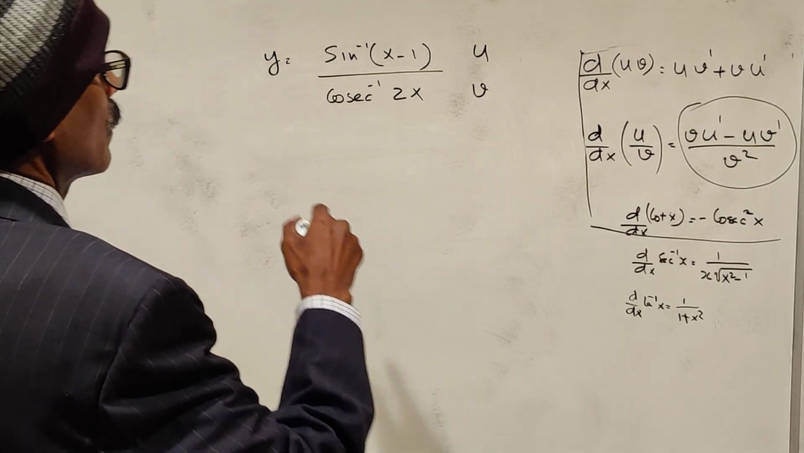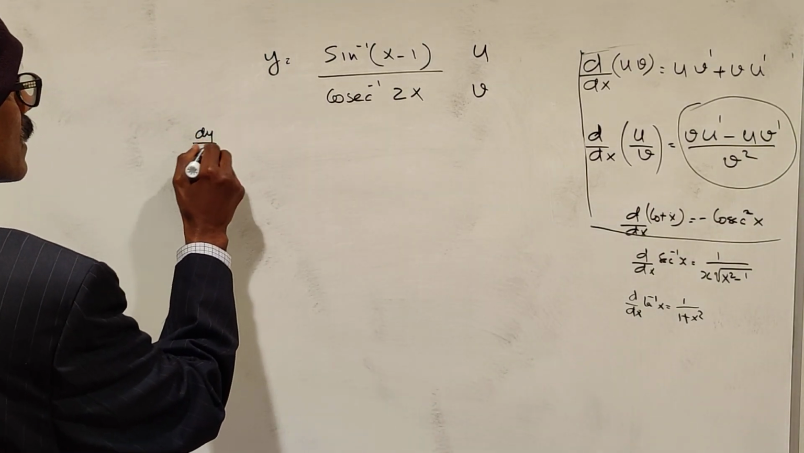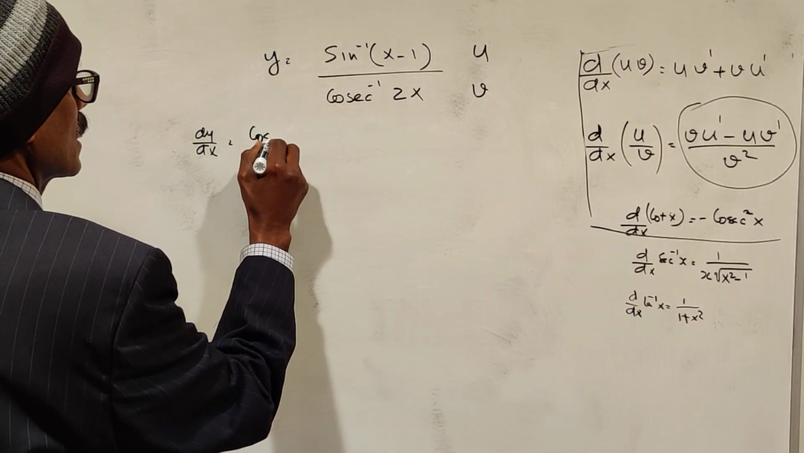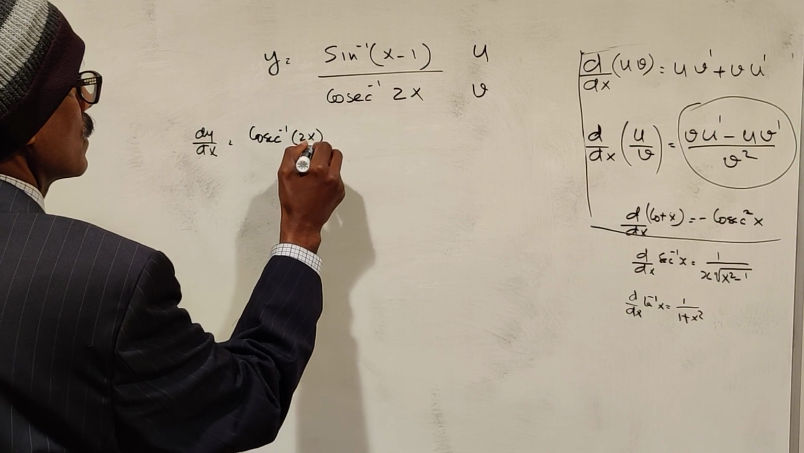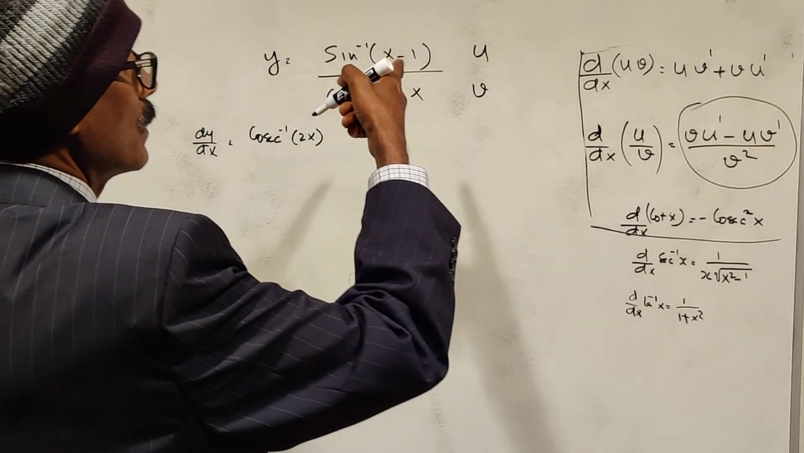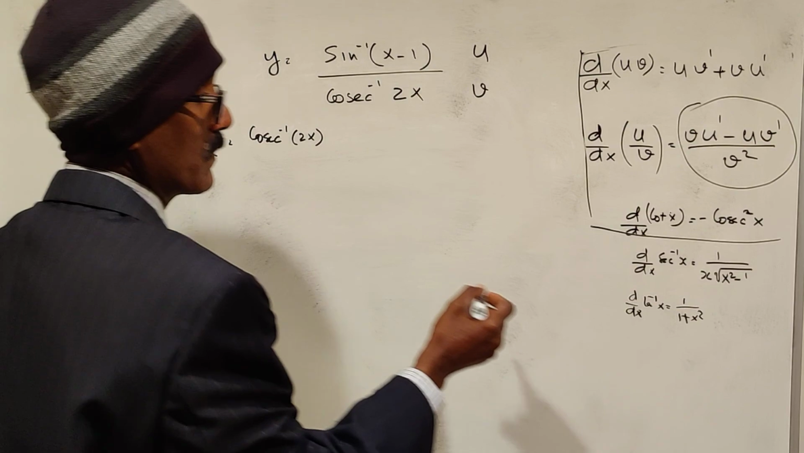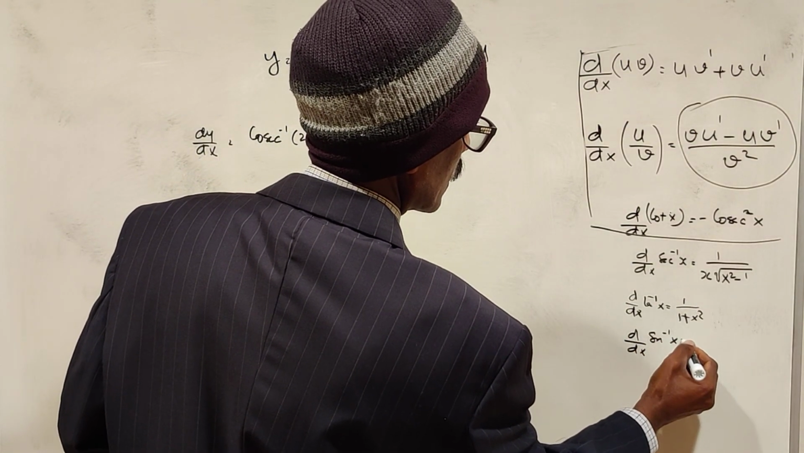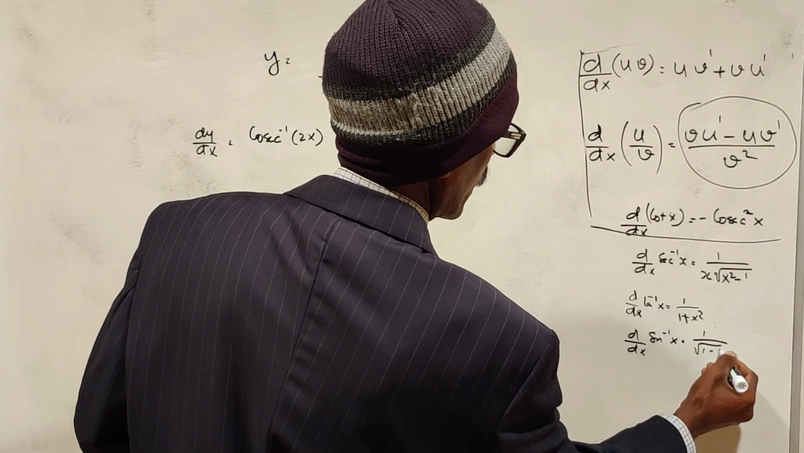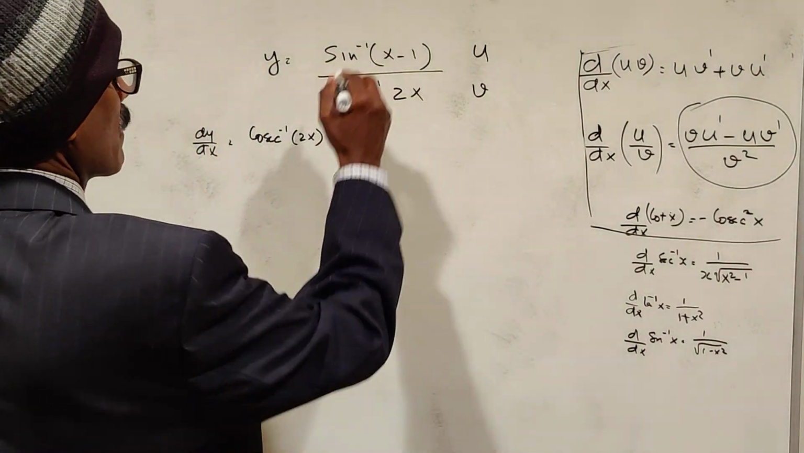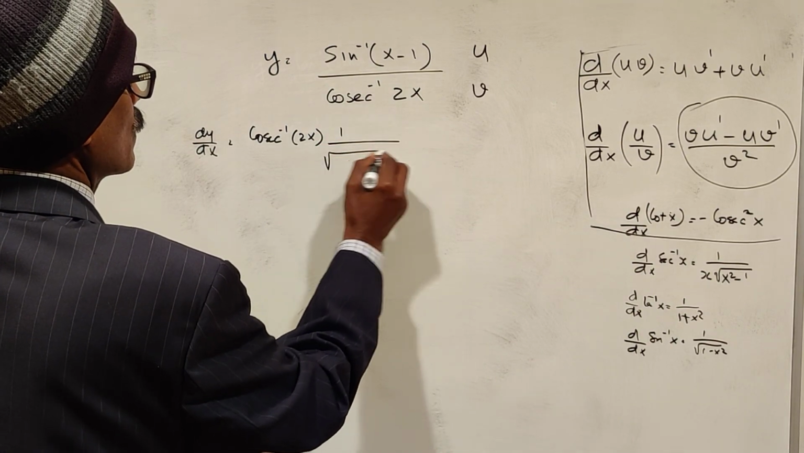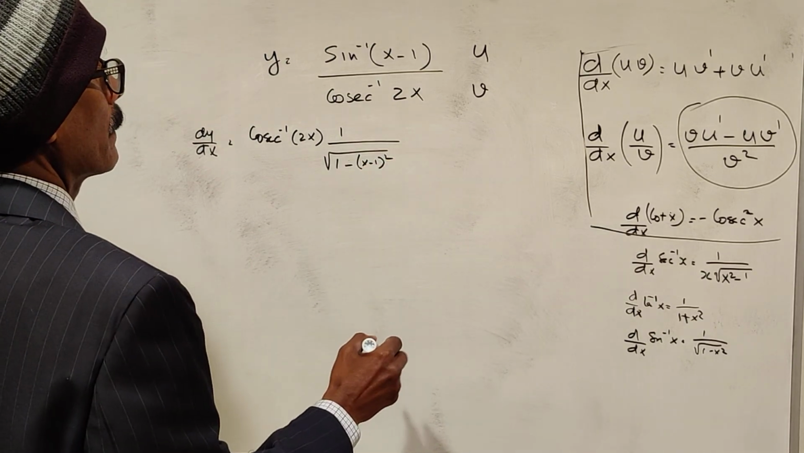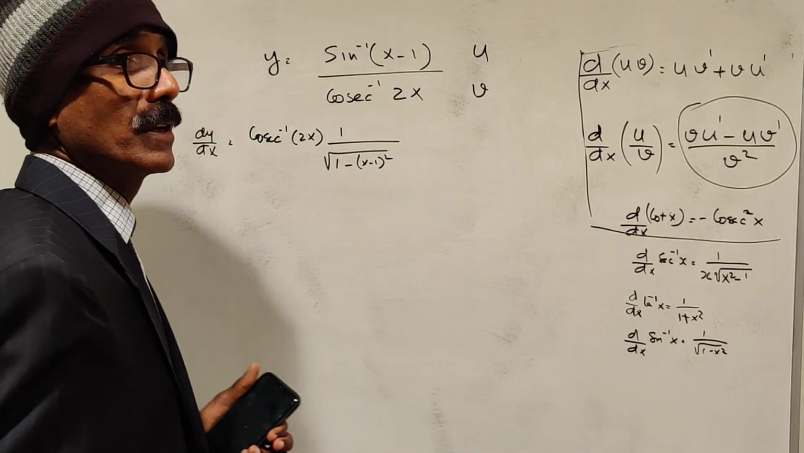What is that? dy by dx equals v, the denominator cosec inverse 2x, into derivative of the numerator. What is the derivative of sin inverse x? Derivative of sin inverse x is equal to 1 by root of 1 minus x square. Okay. Here 1 by square root of 1 minus x minus 1 the whole square. Okay. Then derivative of u.